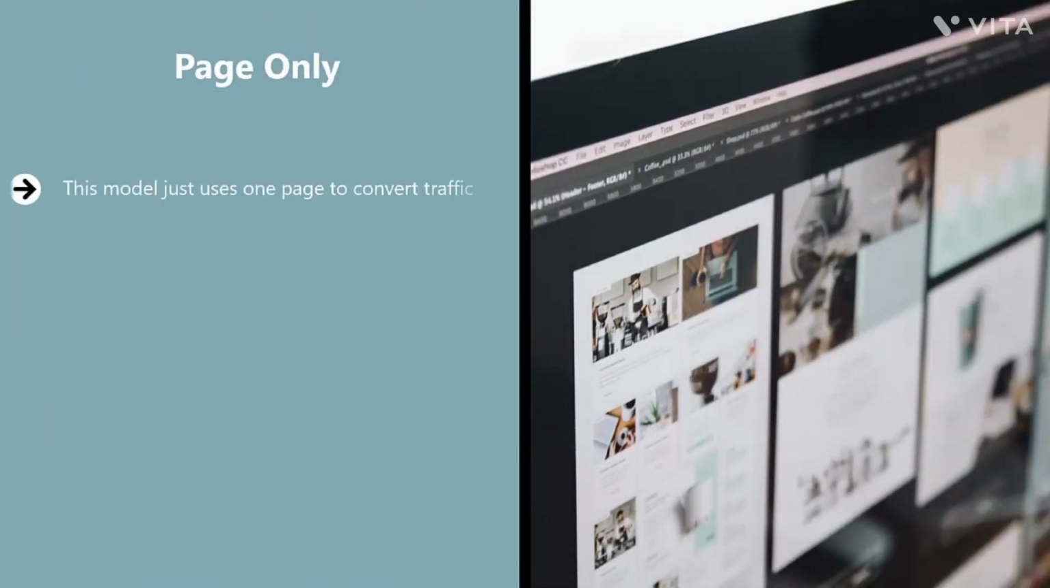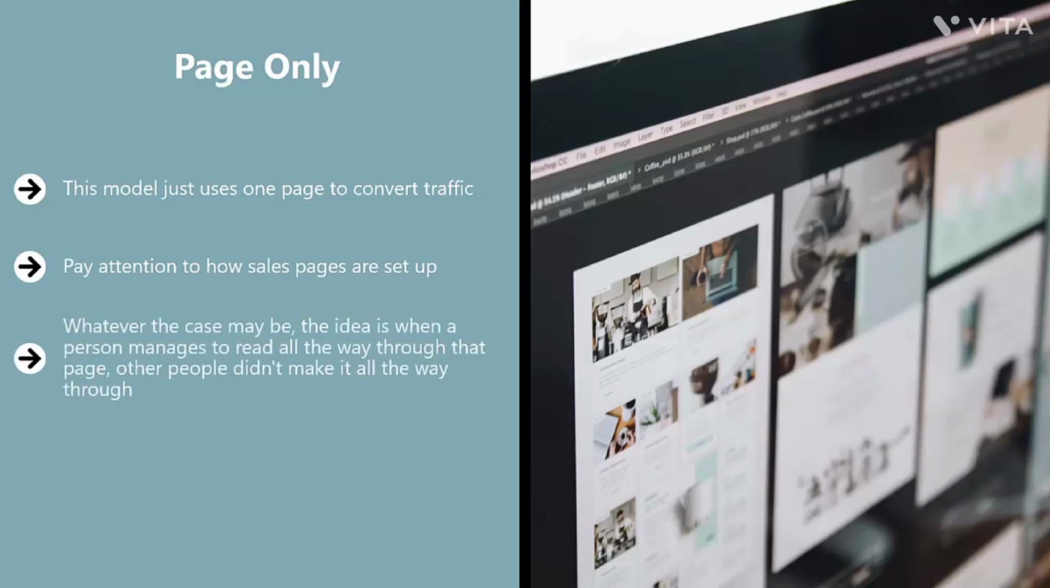Page only. This model just uses one page to convert traffic. It doesn't matter whether the traffic is free, organic, or paid. This conversion strategy just uses one page to convert the visitor. Pay attention to how sales pages are set up. They're quite clever. They would start with an attention-grabbing header, and then they would try to pull the reader down the page. They would use all sorts of tricks to build credibility and stoke demand for their product that is being pushed. They would use testimonials. They would use fancy graphs.